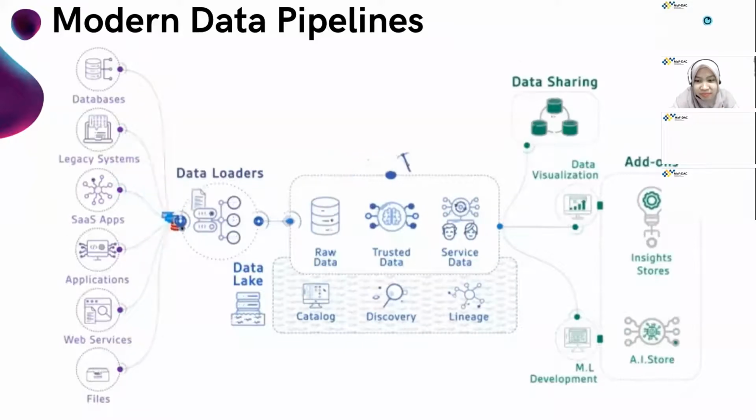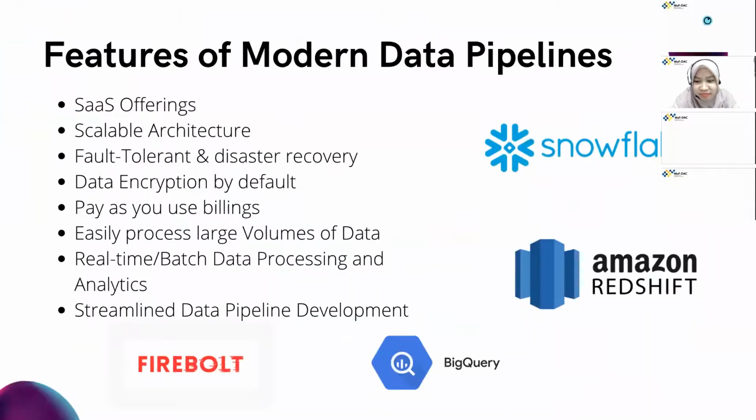So moving forward, I'll talk a bit about the features of a modern data pipeline. Most modern data pipelines are cloud hosted, which means that they are SaaS offerings. By SaaS offerings, I mean they provide the bottom tier and the middle tier of the traditional warehouse in a single software as a service. So you don't need particular hardware. All you need is just a browser, and you can go on from there.